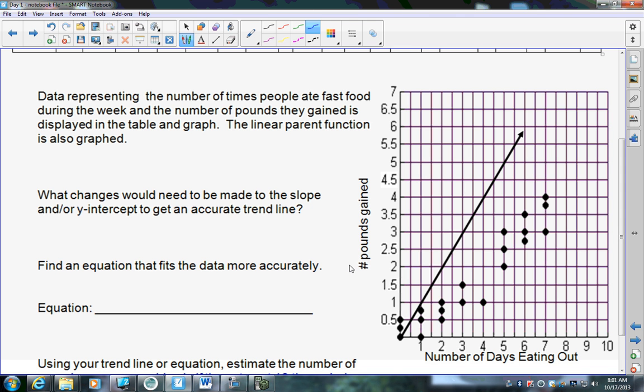What changes would need to be made to the slope and/or the y-intercept to get an accurate trend line? Okay, the y-intercept seems to be through the middle of all these. If I went to draw a trend line, this is what I would do. Something like this. What am I doing to the linear parent function to get to this line? I'm making it flatter. So let's see, I'm making the line flatter.